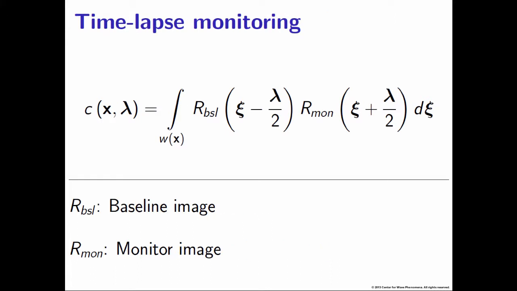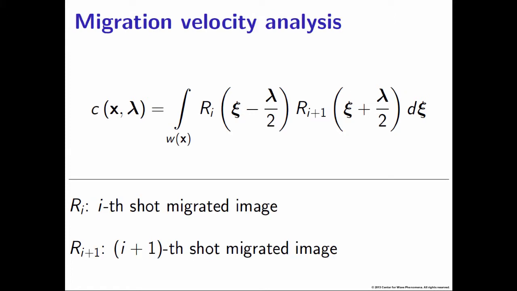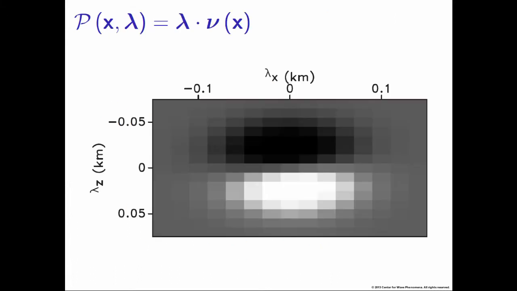So for time-lapse monitor, we have a baseline image and a monitor image. For migration velocity analysis, we have an image obtained from one shot and another image obtained from a different shot. But really, the operator is the same. The way the penalty operators are computed is very, very simple.